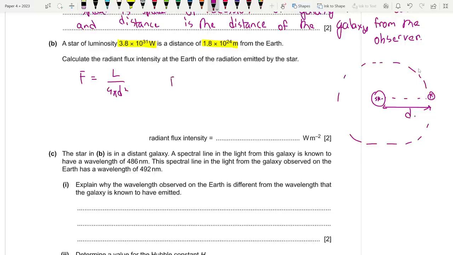So what do we get? The radiant flux intensity equals the luminosity, 3.8 × 10^31, divided by 4 pi times (1.8 × 10^24) whole squared.